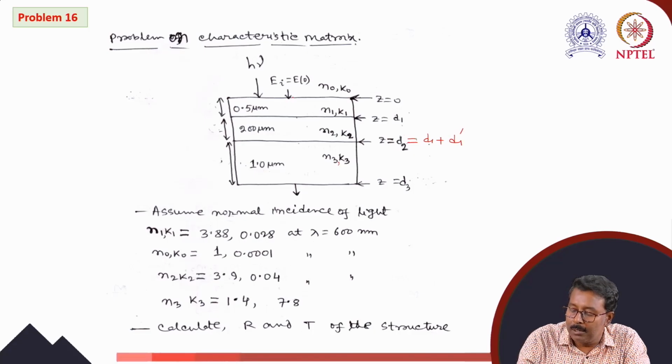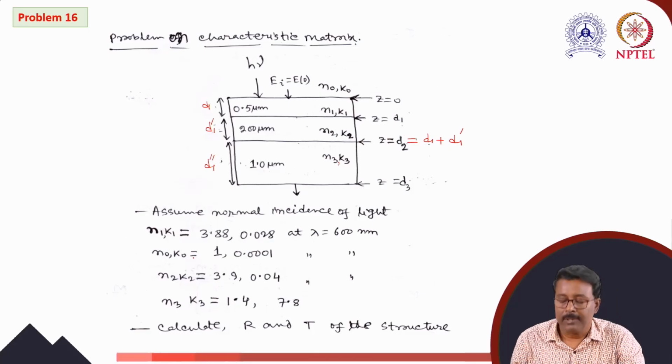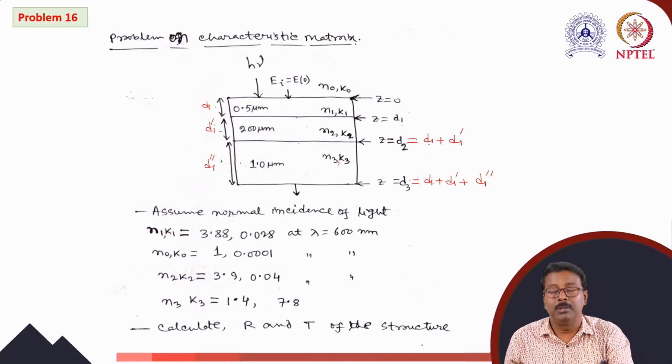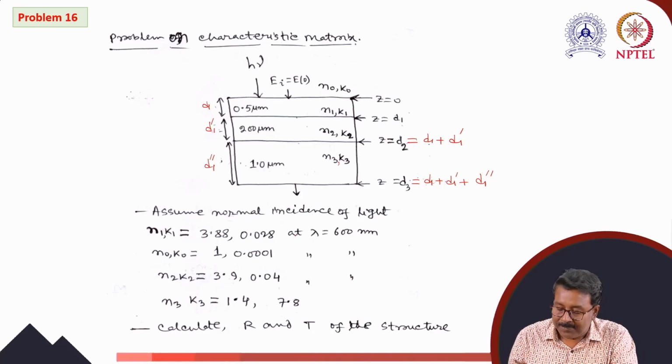Suppose this is D1, this is D1 dash, this is D1 double dash. That is only thickness. So this coordinate will be D2. We are mentioning it as D2 for the sake of simplification to use the formula. And D3, that is the coordinate of the last interface, from the third layer to the outside media, will be nothing but D1 plus D1 dash plus D1 double dash. Be careful about this.